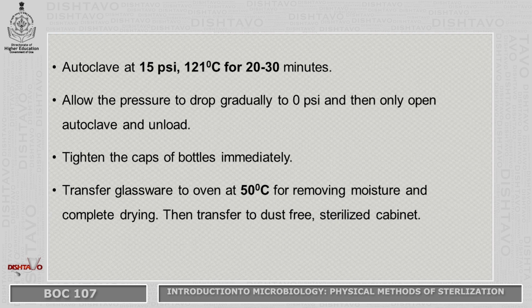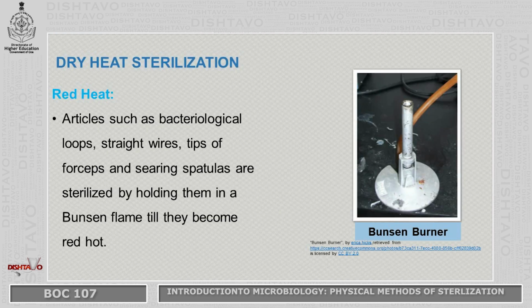Now, autoclave at 15 psi at 121 degrees Celsius for 20 to 30 minutes. Allow the pressure to drop gradually to 0 psi and then only open the autoclave and unload it. Tighten the caps of the bottles immediately. Transfer the glassware to the oven at 50 degrees Celsius for removing moisture and complete drying. Then transfer to a dust-free sterilized cabinet.